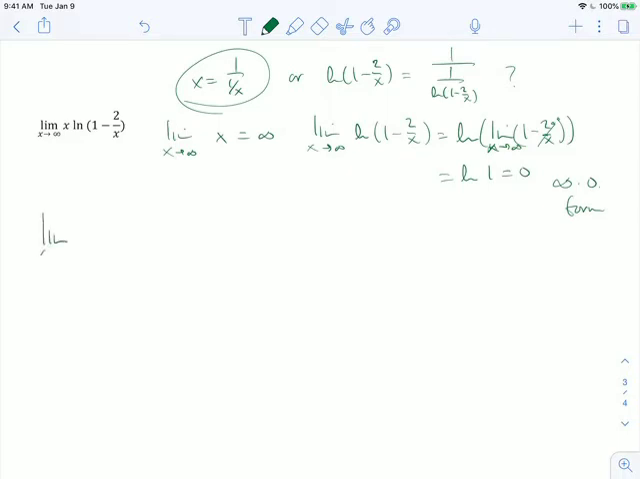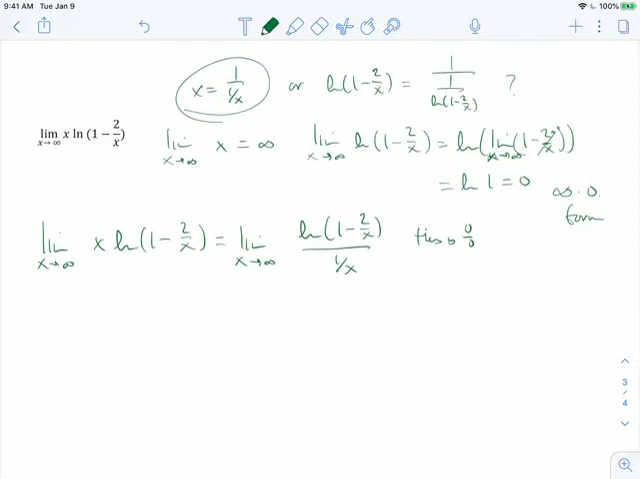So I'm going to write the limit as x goes to infinity of x times the natural log of 1 minus 2 over x as the limit as x goes to infinity of the natural logarithm of 1 minus 2 over x over 1 over x. So this is a 0 over 0 form. 1 over x is getting really small as x gets big. 2 over x is getting really small, which leaves me with natural log of 1 or 0 inside. So this is a 0 over 0 form. So I can apply L'Hopital's rule.